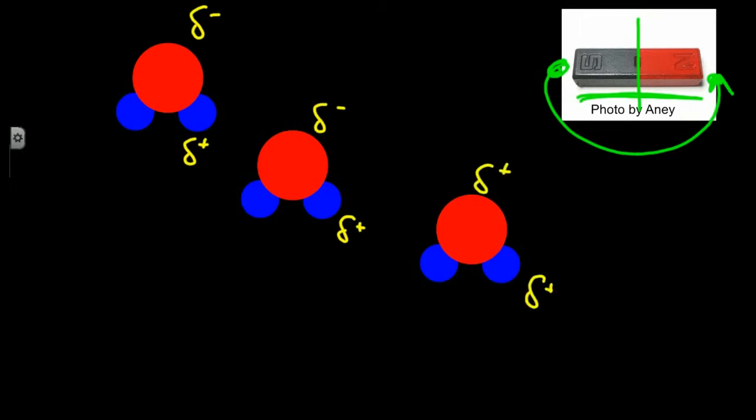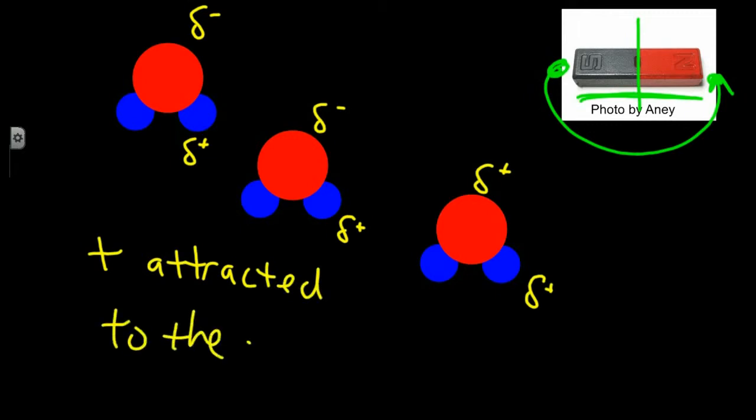And what happens is the positives are attracted to the negative charges. And that causes what we call hydrogen bonding, which is a very slight attraction between one molecule of water and another molecule of water. And this is how hydrogen bonding works.